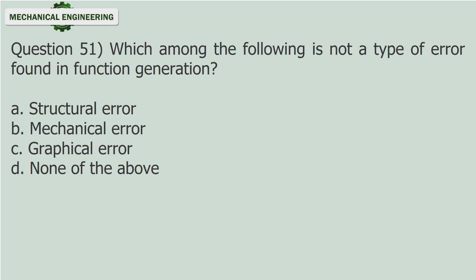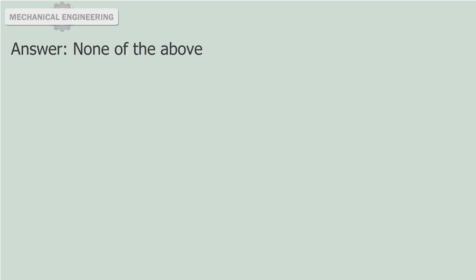Question 51. Which among the following is not a type of error found in function generation? A. Structural error. B. Mechanical error. C. Graphical error. D. None of the above. Answer: none of the above.